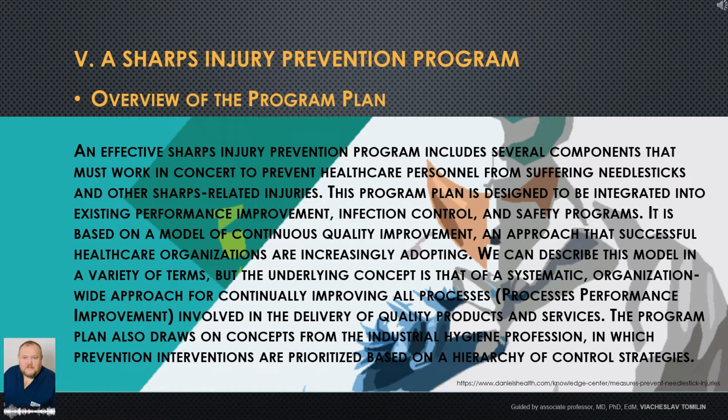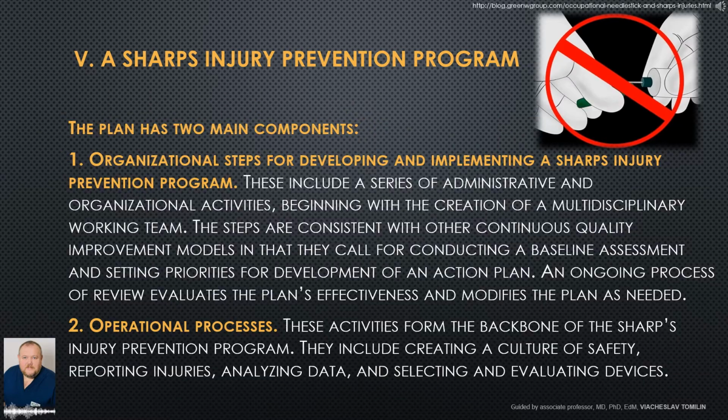We can describe this model in a variety of terms, but the underlying concept is that of a systematic, organization-wide approach for continually improving all processes involved in the delivery of quality products and services. The program plan also draws on concepts from the industrial hygiene profession, in which prevention interventions are prioritized based on a hierarchy of control strategies. The plan has two main components.